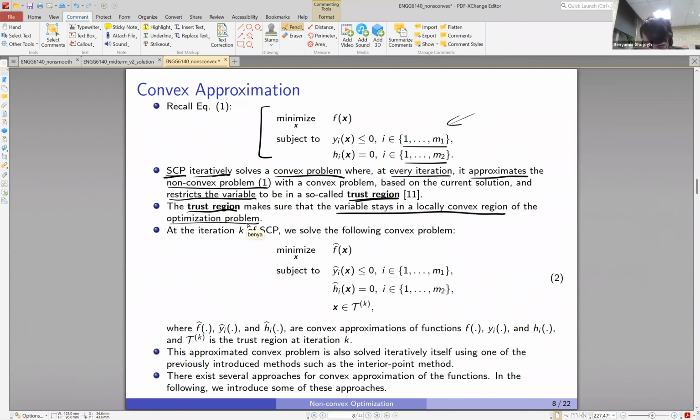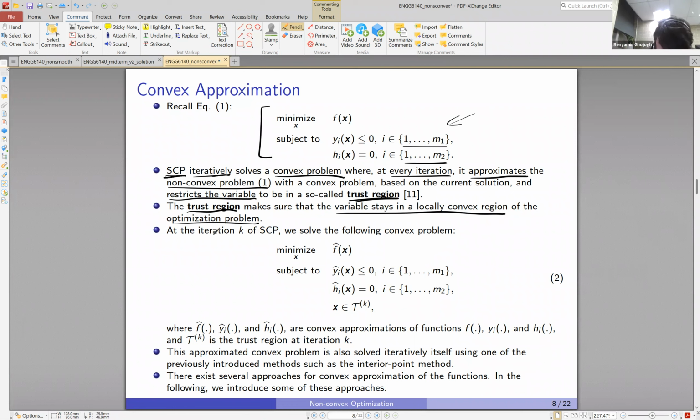So again, what does the trust region do? It makes sure that the optimization variable, which is the solution of that iteration, stays in a locally convex region of the optimization problem. That's why it's a local optimization method.